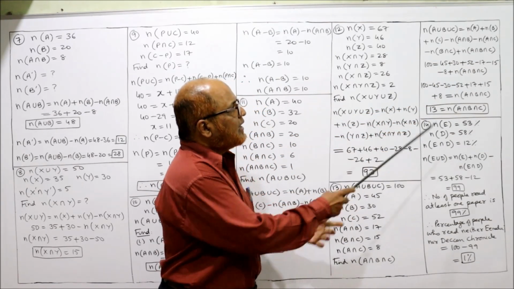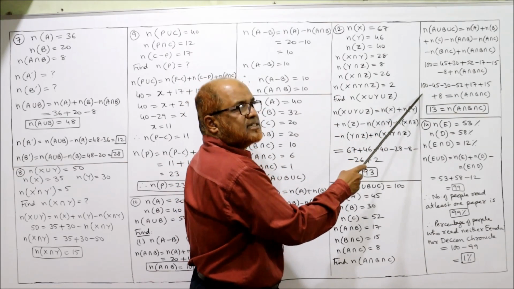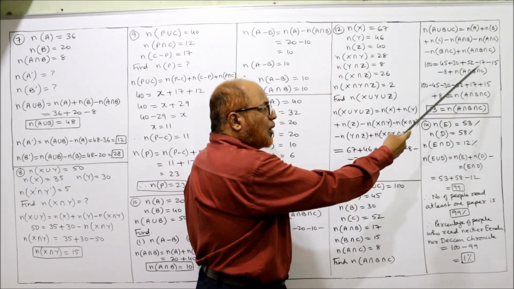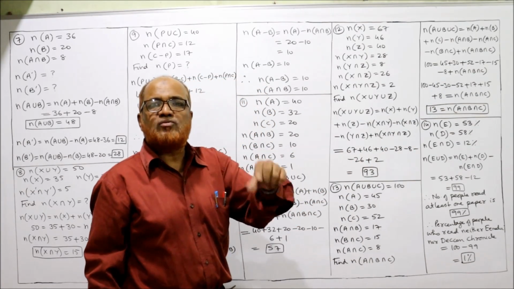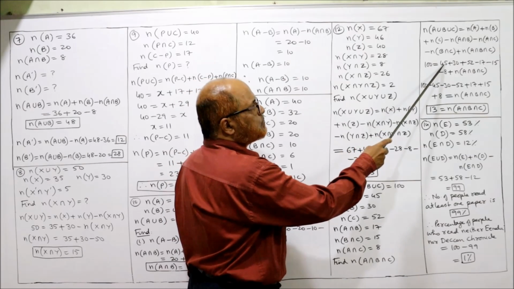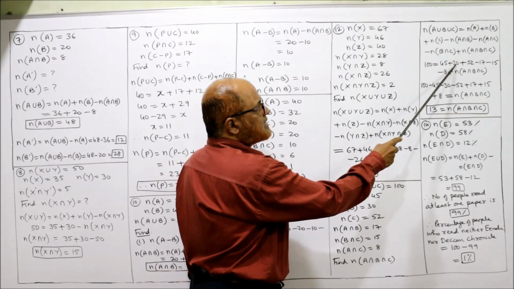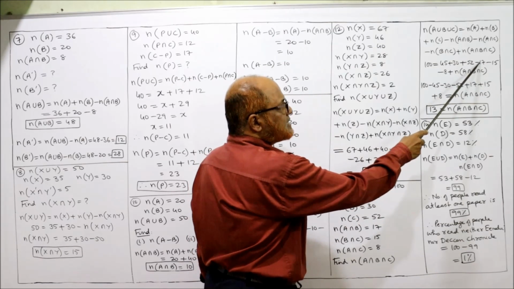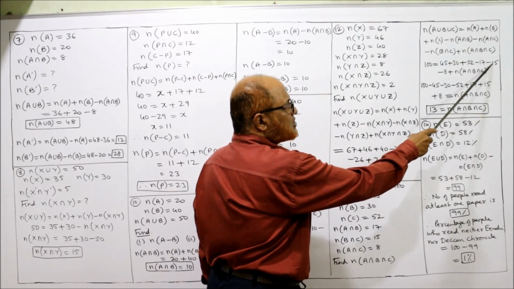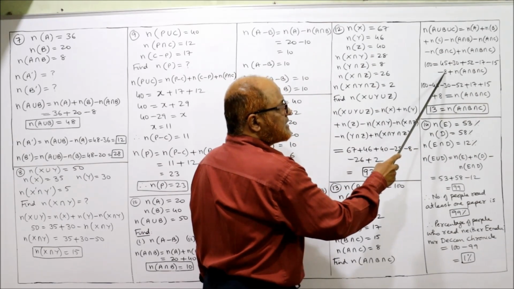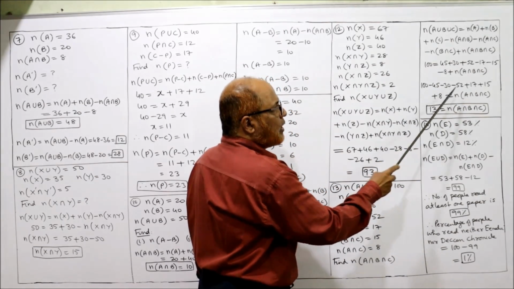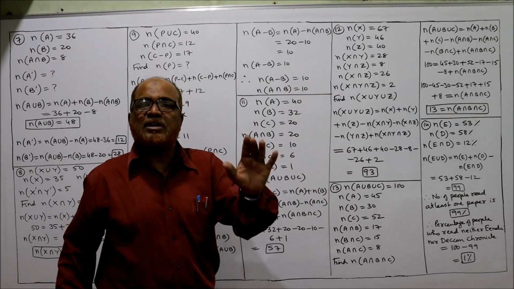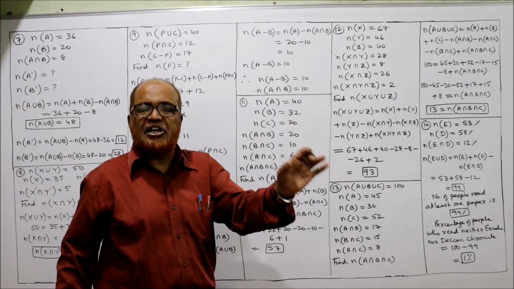Now take all the constants to the LHS. The constants 45, 30, 52 are on the RHS. Now bring them to the LHS, so plus will become minus. So plus 45 will become minus 45, plus 30 will become minus 30, plus 52 will become minus 52. Minus 17 will become plus 17, minus 15 will become plus 15, minus 8 will become plus 8, is equal to N A intersection B intersection C. So on the RHS I am keeping only A intersection B intersection C.